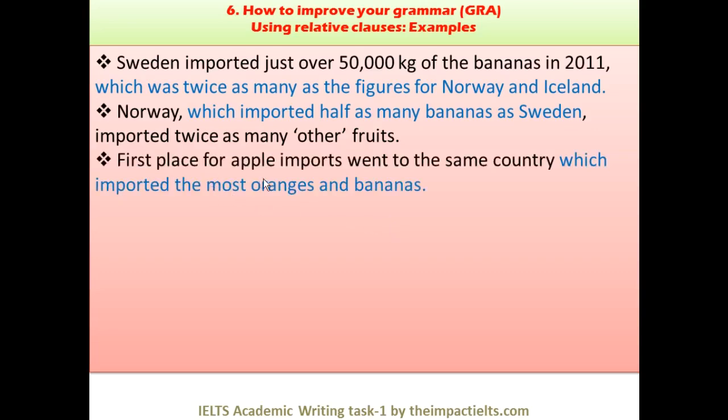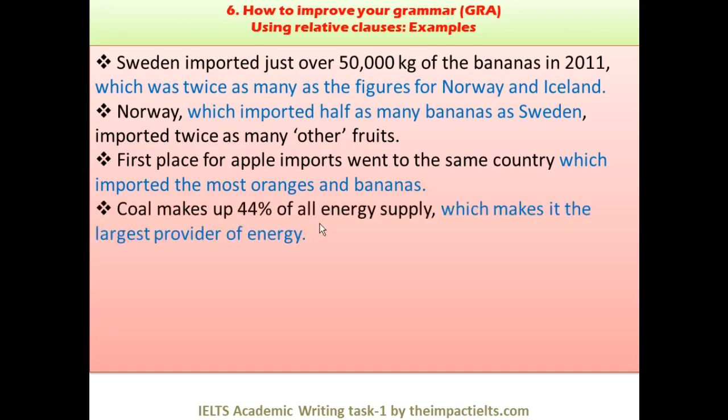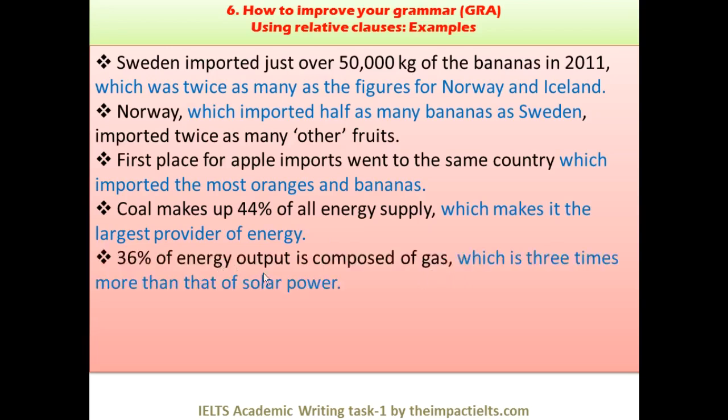Imported twice as many other fruits. Here you can see first place for apple imports went to the same country, which imported the most oranges and bananas. So it's a definition. It's a bit tricky to understand, but it goes like this. Coal makes up 44% of the energy supply, which makes it the largest provider of energy. So it's again non-defining. 36% of the energy output is composed of gas, which is 3 times more than that of solar power, right?